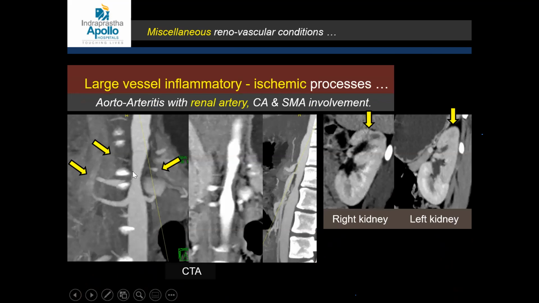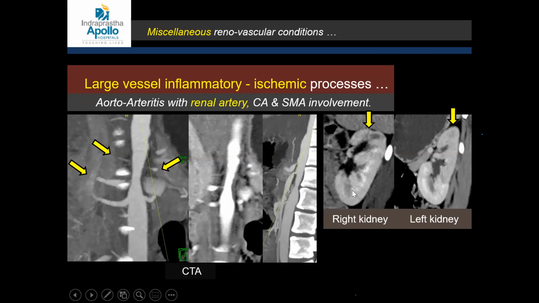Aortoarteritis can be seen here in this example, where narrowing and thickening of the wall can be seen. Multiple renal arteries can be seen on both sides, and because of the narrowing in the upper accessory branches, we can see the upper part of the kidney shows atrophy, lower part is all right.